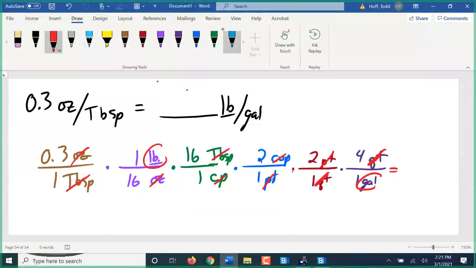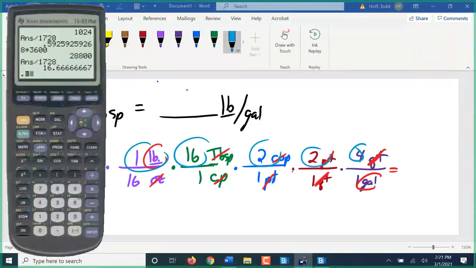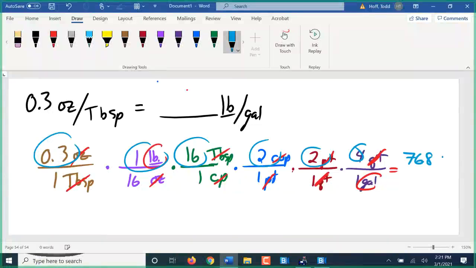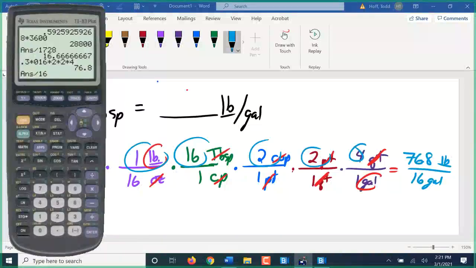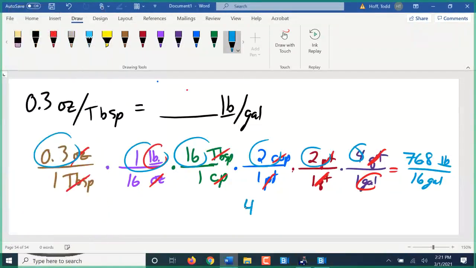On top, we're going to combine 0.3 times 1 pound times 16 times 2 times 2 times 4. That's 76.8 pounds. On bottom, we've got 1 times 16 times 1 times 1 times 1 gallon, so that's 16. Divide that out. 76.8 divided by 16, 4.8 pounds per gallon.